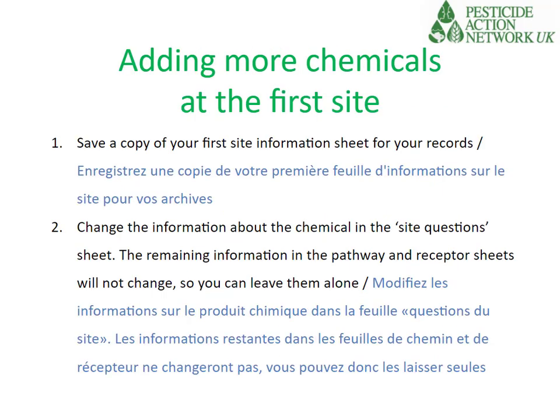If you need to add multiple chemicals to one site, we'd recommend first saving a copy of your first site information sheet for your own records. This is just good data management practice in case you need to go back and make a correction.